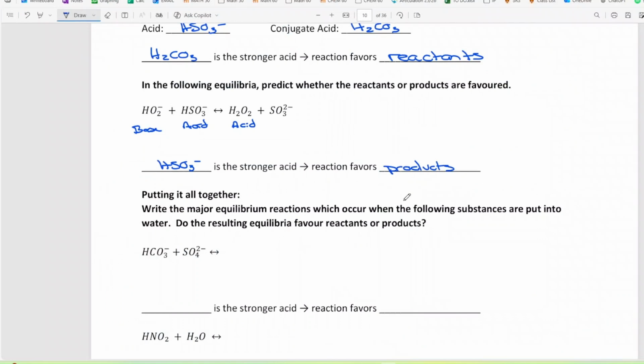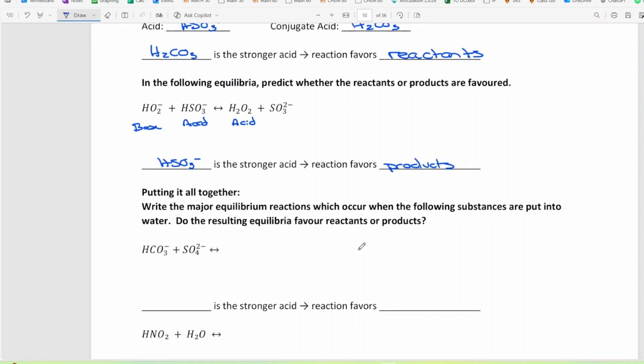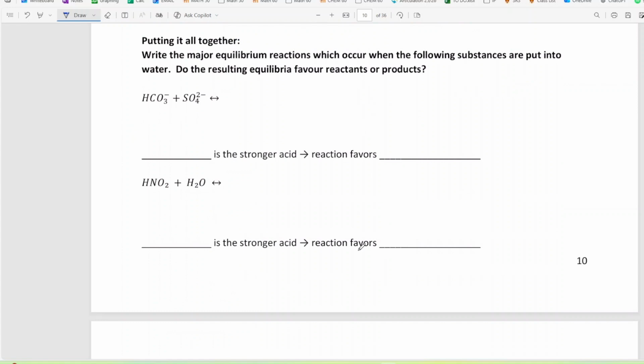Okay, so now what we're going to do is put this all together. I'm going to be giving you two reactants. You're going to have to decide which one's going to act as the acid. Then you're going to look at the acid and the conjugate acid, decide which one's stronger and which direction the reaction is going to favor. So let's do this guy.